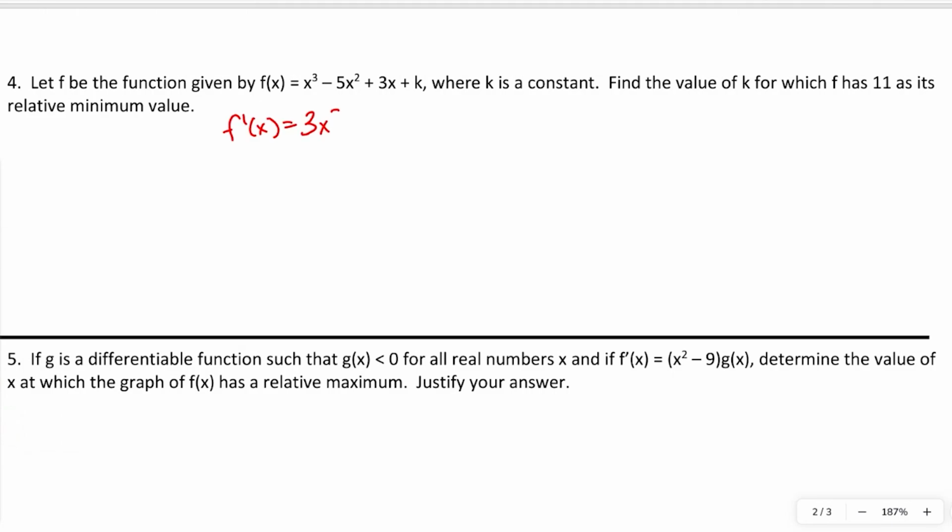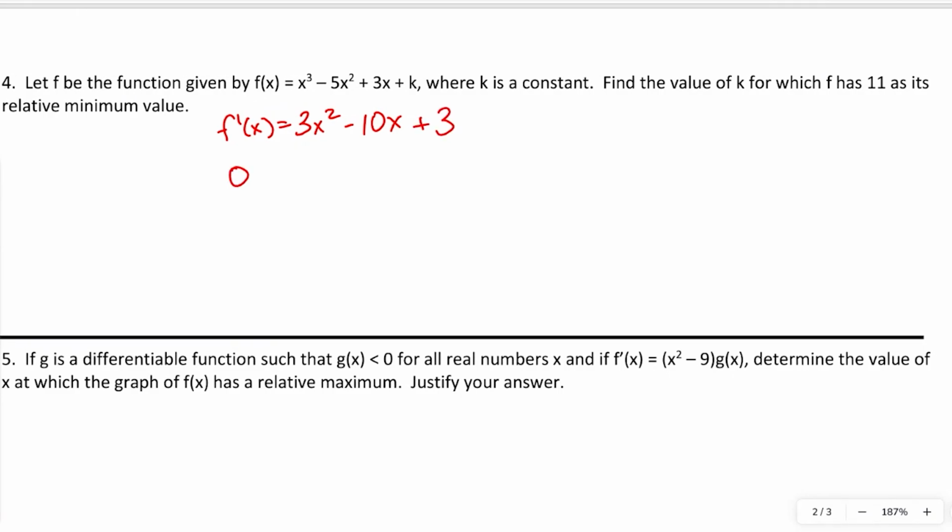And when I use the power rule to do this, what you're going to notice here is that the k goes away, because k is a constant. So the derivative of any constant is just 0. So here's my derivative. Set it equal to 0, and we're going to solve this.